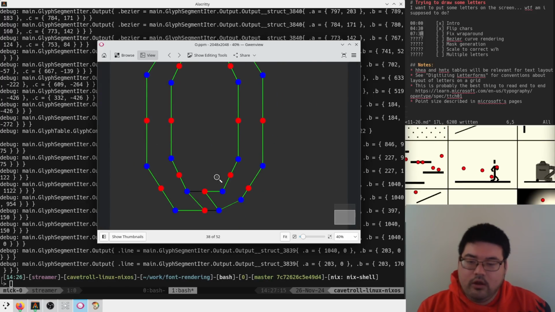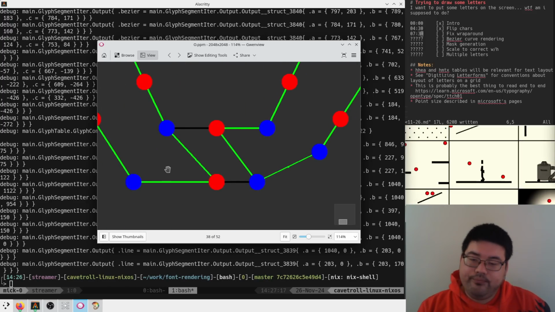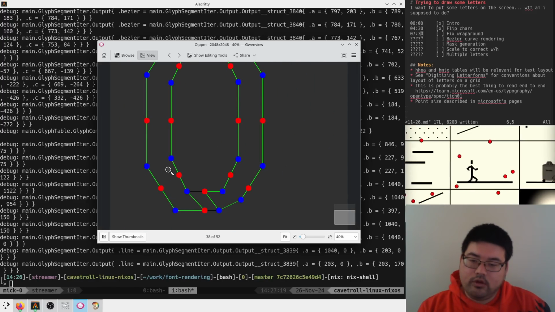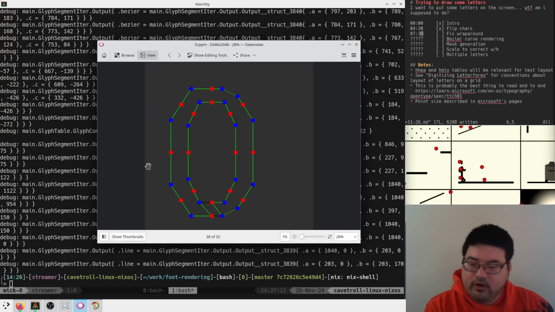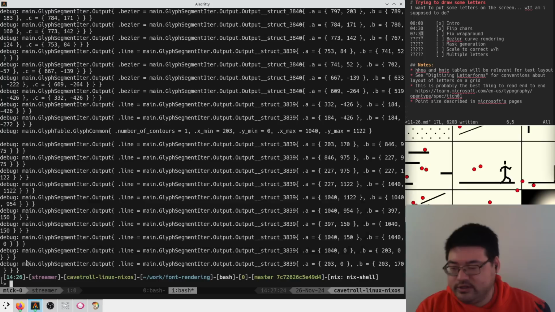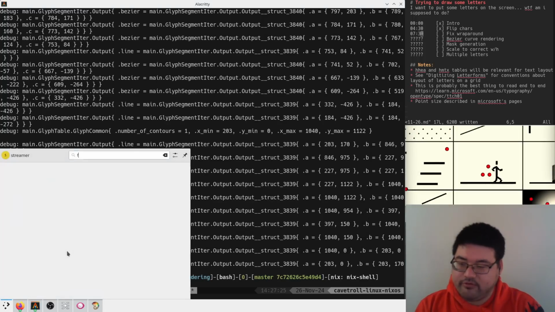Okay. Unless this isn't an O. No, this is definitely an O. What does O look like in this font? Do I have a font browser?